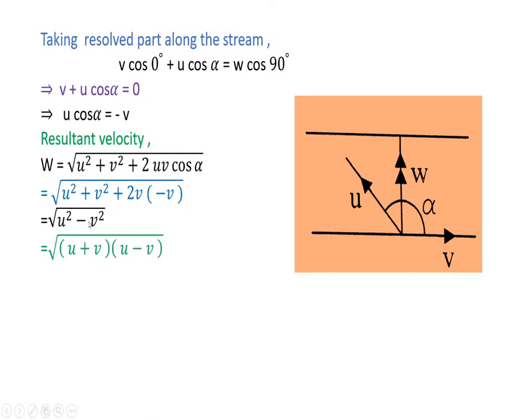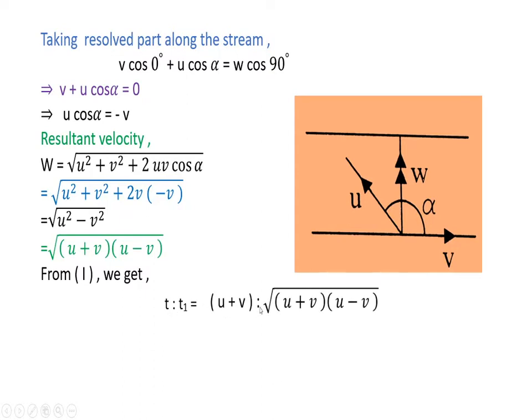Here we apply the a square minus b square formula, then we get (u plus v) into (u minus v). From 1 we get t ratio t1 equals (u plus v) ratio root over (u plus v)(u minus v).